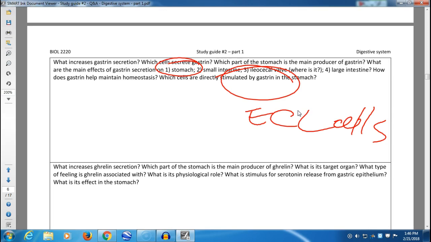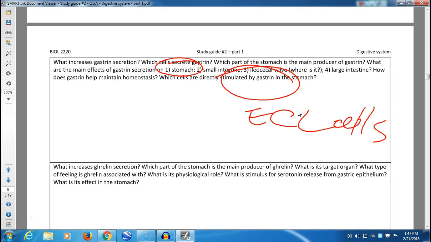Ghrelin. What increases ghrelin secretion? Fasting. Yeah, that's as far as you need to know. That's just physiological role is stimulation of the appetite. Whenever you are in the fasting state, in post-absorptive state, basically, ghrelin is going to be stimulated.